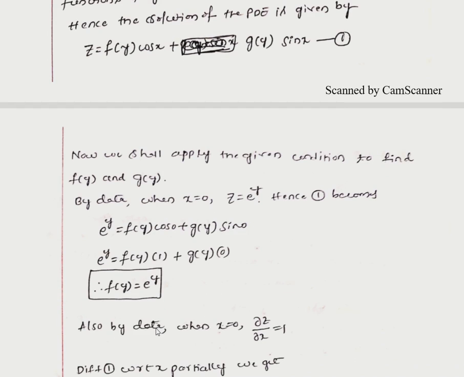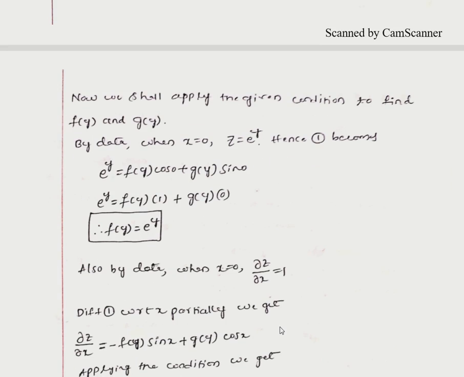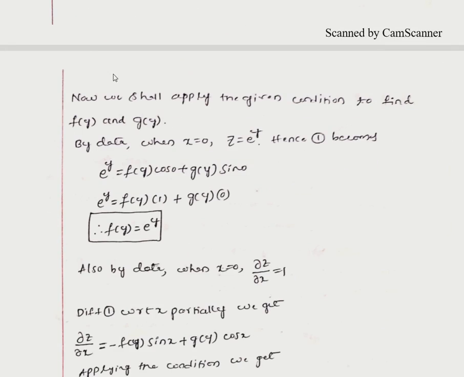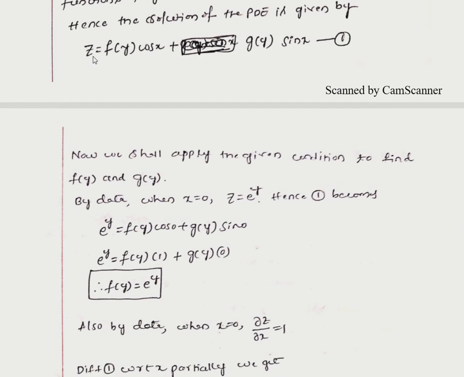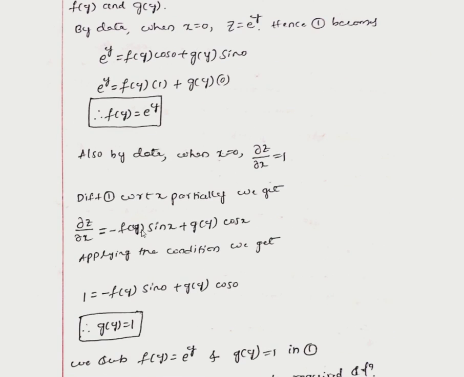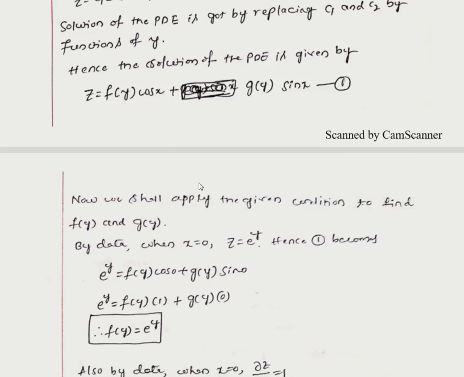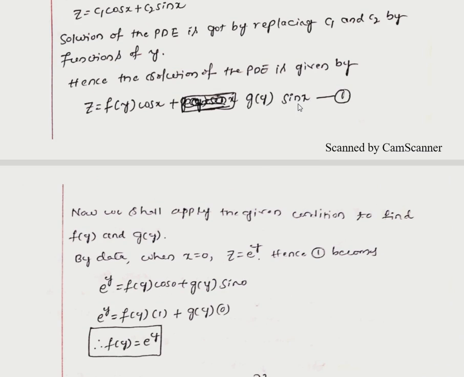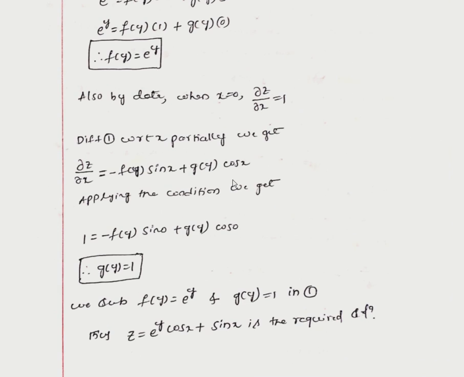And also by the another given condition, when x is equal to 0, dou z by dou x is equal to 1. Therefore using this, we differentiate this term partially with respect to x, keeping y as constant. Therefore dou z by dou x is equal to, here with respect to x, f of y is the constant, as it is. What is the differentiation of cos x? It is minus sin x into f of y plus, here g of y is constant as it is. What is the differentiation of sin x? Differentiation of sin x is cos x.